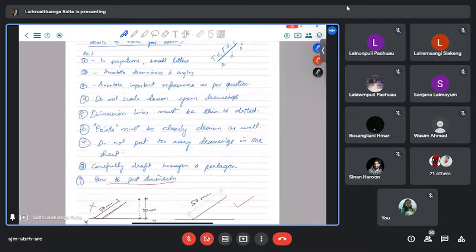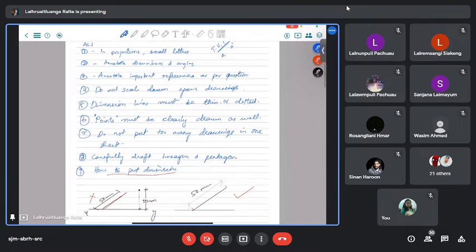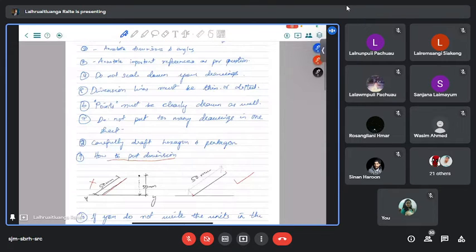And yes, as I had mentioned, dimension lines must be thin or in dotted line. You can use dotted line for a dimension line as well. Points must be clearly drawn as well, as I had mentioned.